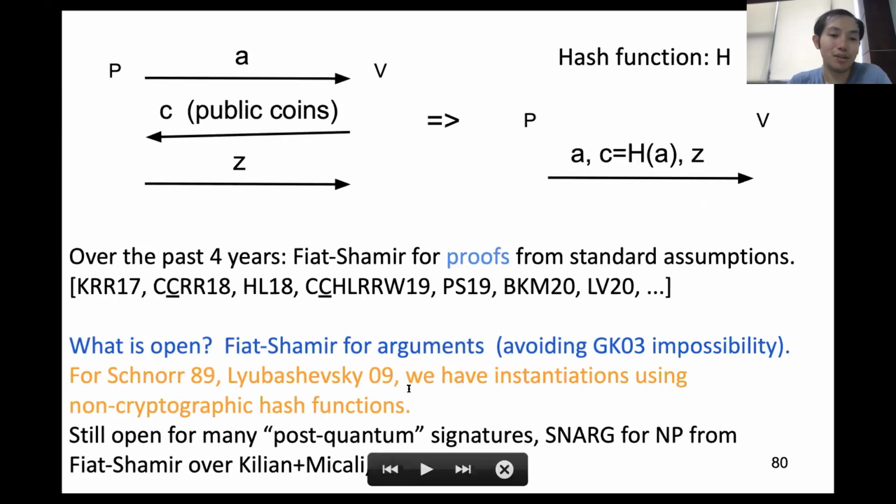And still what is open is proving Fiat-Shamir for a larger class of arguments. The typical difficulty is that the hash function is going to mess up all the domain and the range of a typical one-way function you may like. That's why it's difficult to analyze any of them. It's still open for many post-quantum signatures, and SNARKs for NP from Fiat-Shamir over Kilian-Micali. And in some sense, for Schnorr and Lyubashevsky, if you want to make it more general, it's almost also open. We just give two special examples where the hash function might be trivial.